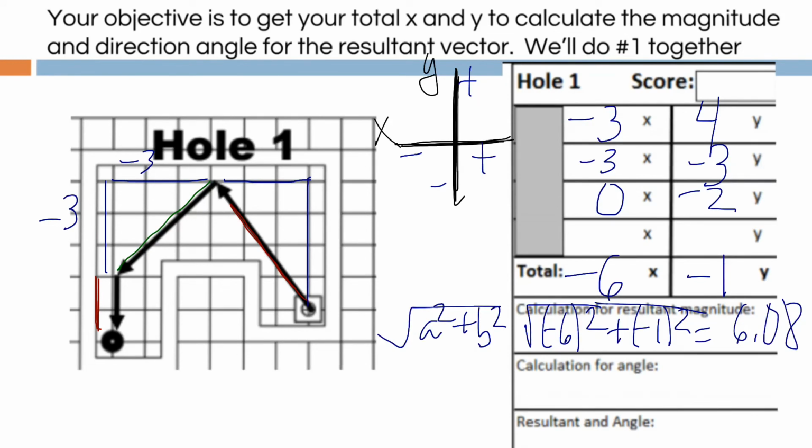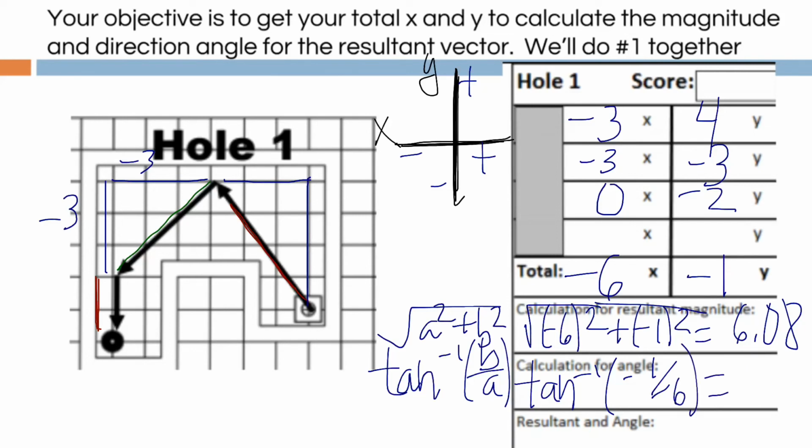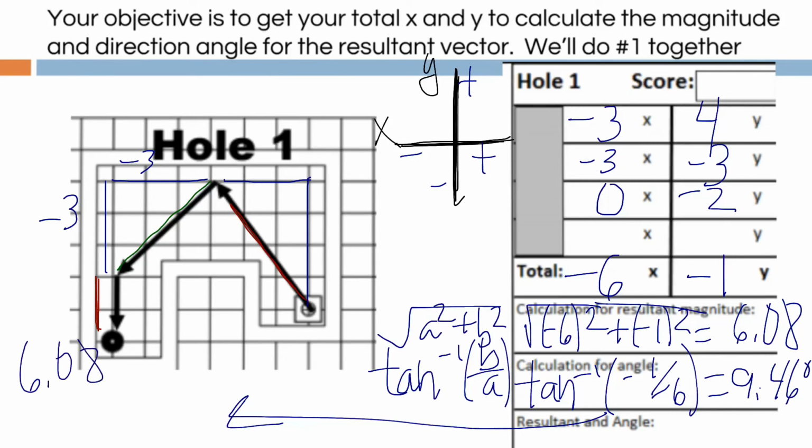The calculation for the angle, so that's doing tangent to the -1 of b over a. So I'm doing inverse tangent. Our b is our y, so it's -1 divided by -6. Go ahead and put that in the calculator. I get that answer to be an angle of 9.46 degrees. So I have my result and my angle there. So my result is, I went 6.08 meters, and my angle was 9.46 degrees.